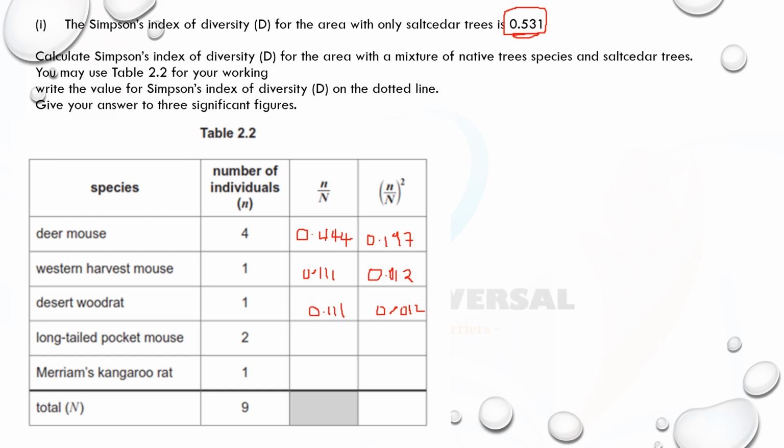We're done with 1 now. So we're going to the next one, 2 divided by 9, right? 2 by 9 gives us what? 0.222. Then you square it. 0.222 squared. Okay, what does it give you? 0.049.